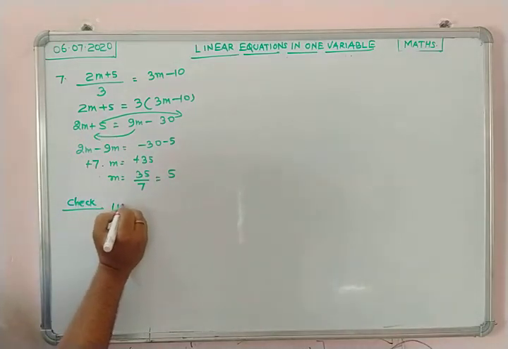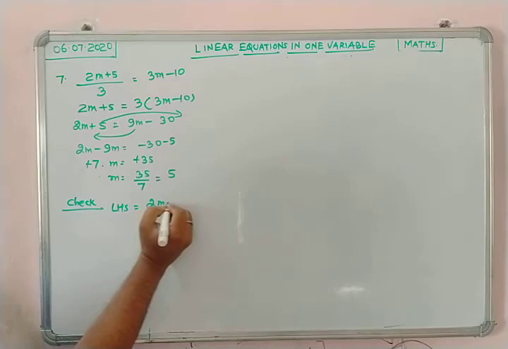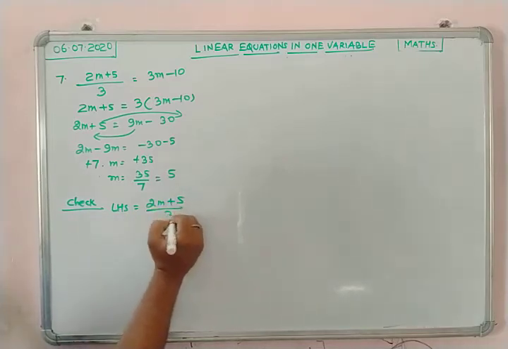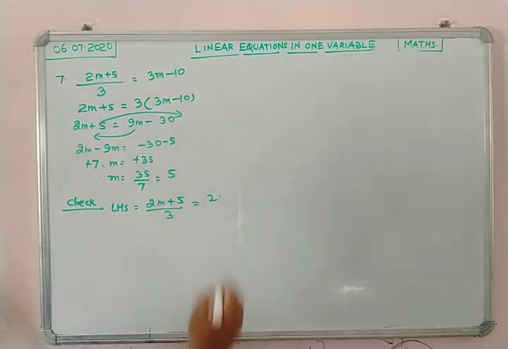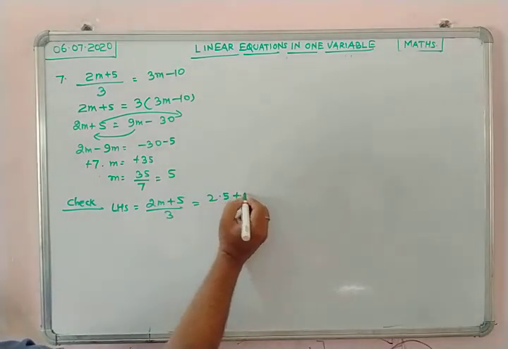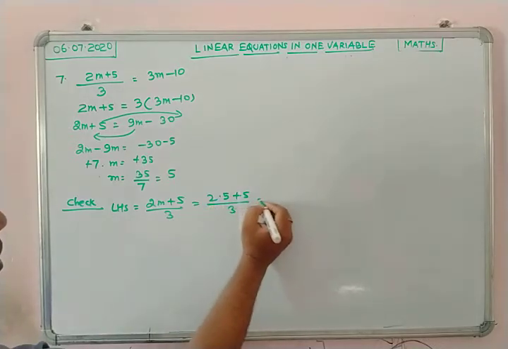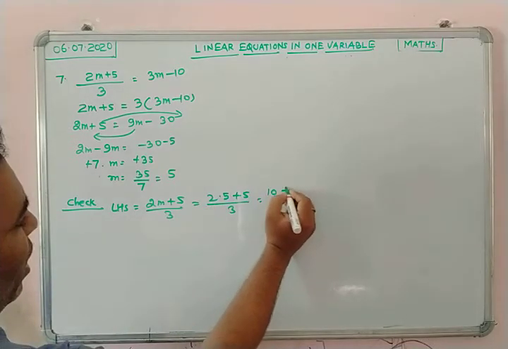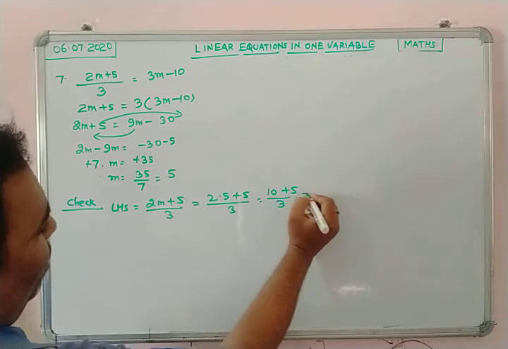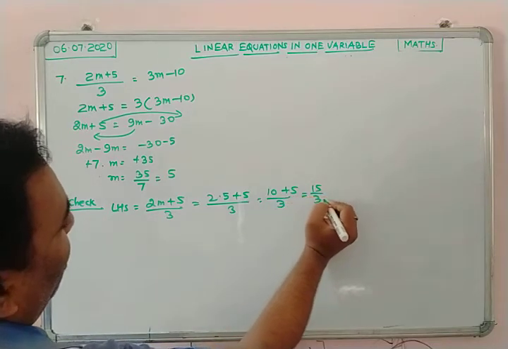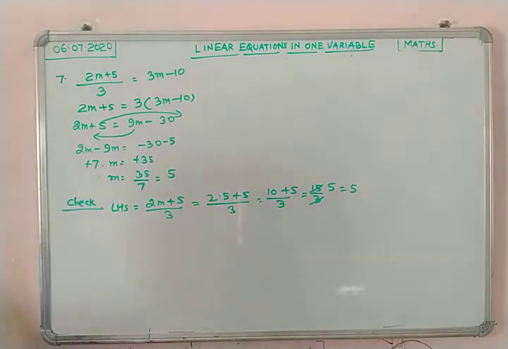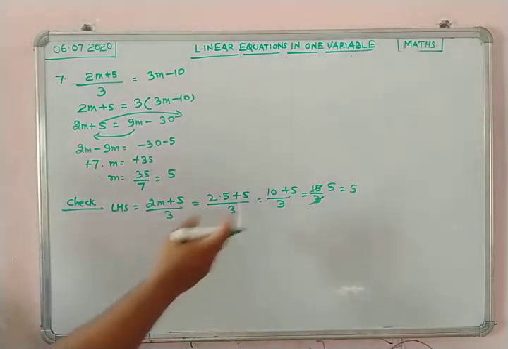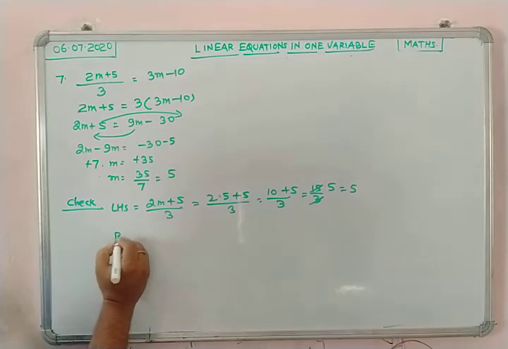So LHS equal to 2m plus 5 by 3. In place of m, you are going to substitute the value 5. So 2 into 5 plus 5 by 3. 2 into 5 is going to give you 10, plus 5, 15 by 3. That means 3 5s are 15. So LHS value on substituting the solution of m equal to 5, we are getting 5.